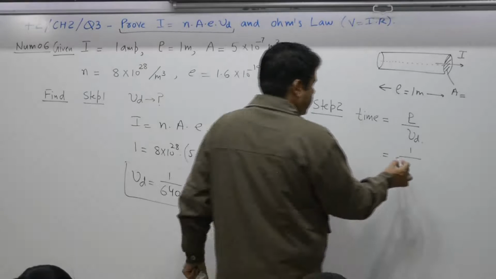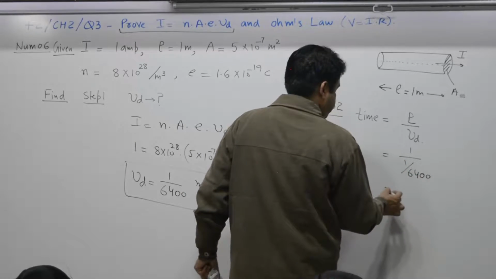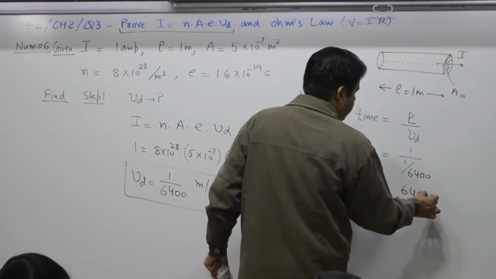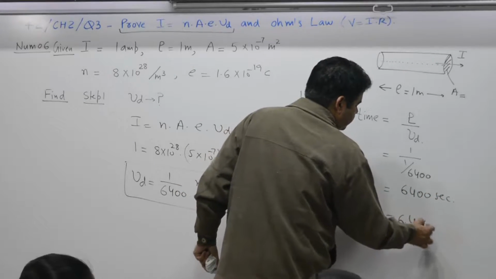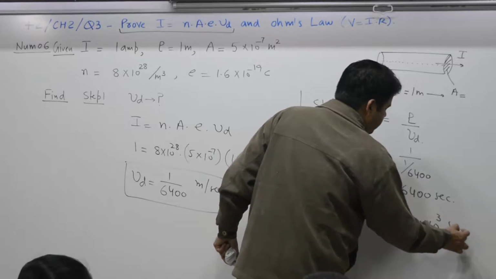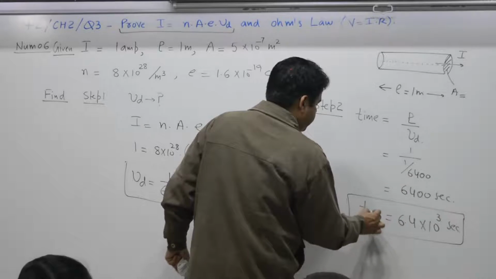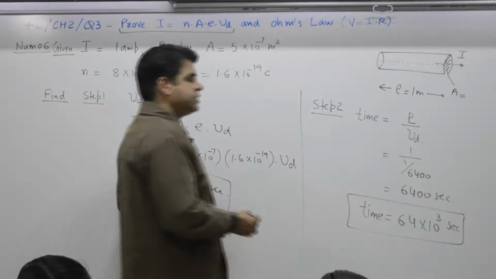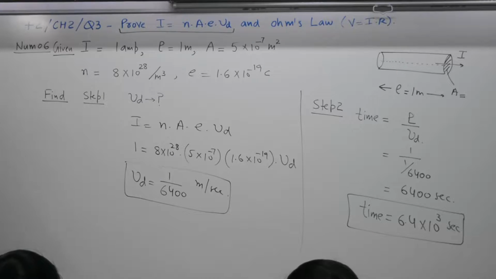Vd is equal to what? 1 by 6400. What we get is 6400 seconds, 6.4 into 10 power 3 seconds. So time comes out to be 6.4 into 10 power 3 seconds. Try numerical number 8.